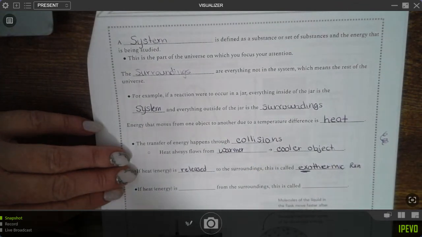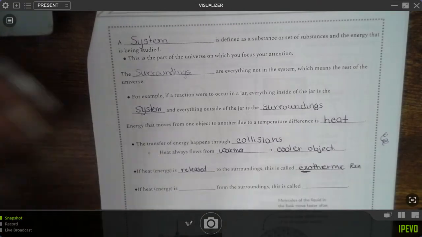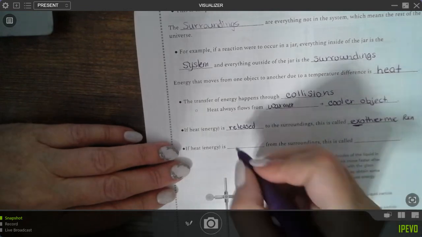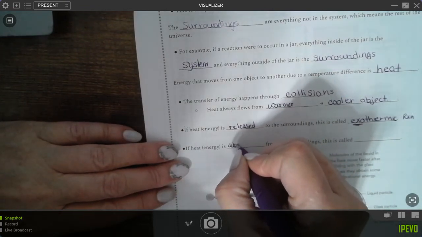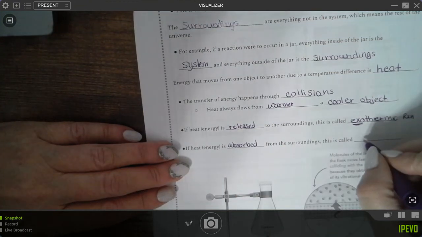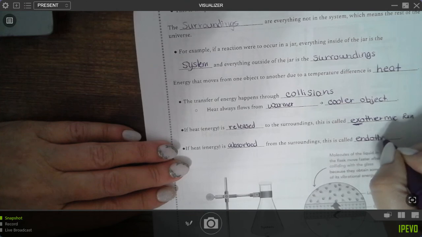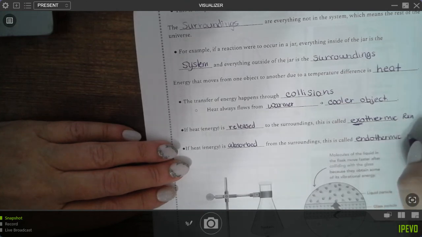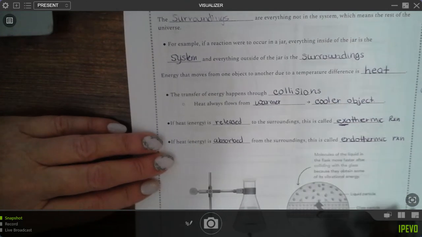All right. If heat energy is absorbed from the surroundings, we say we have an endothermic reaction. RXN stands for reaction.